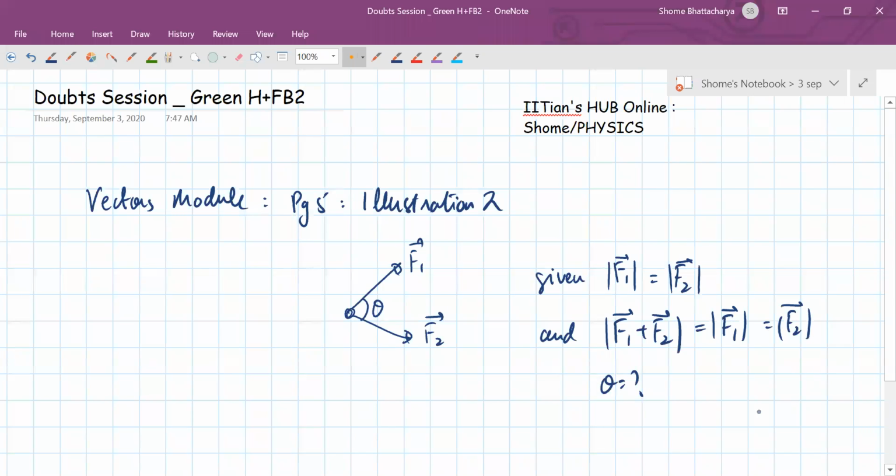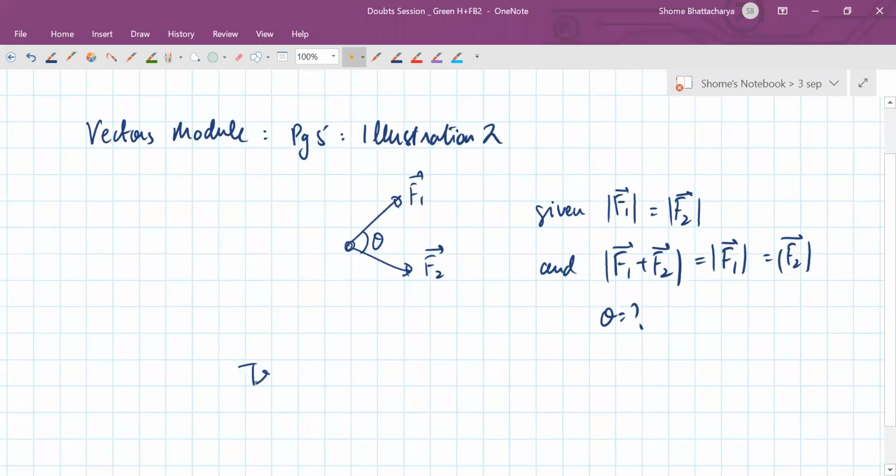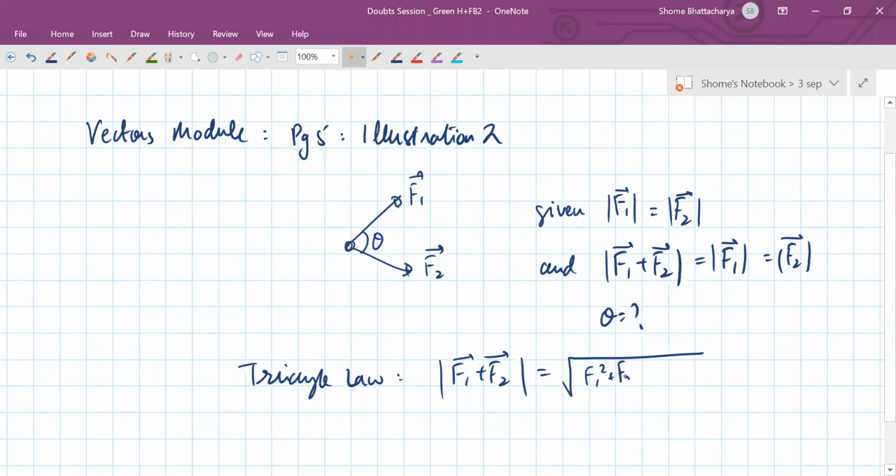Okay, so it's very simple. Just apply the statement of triangle law. Okay. So F1 plus F2's magnitude is equal to square root of F1 square plus F2 square plus 2 F1 F2 cos theta, this formula.